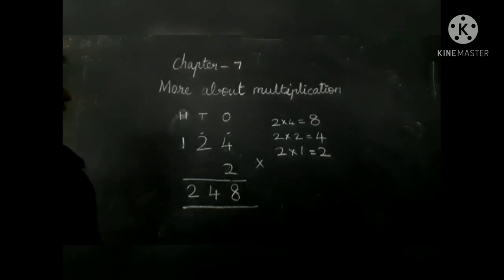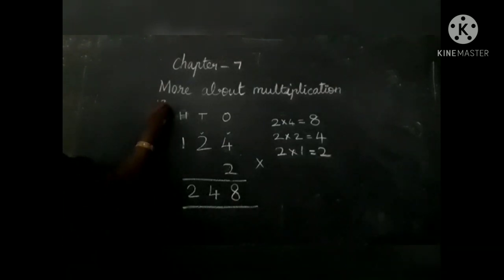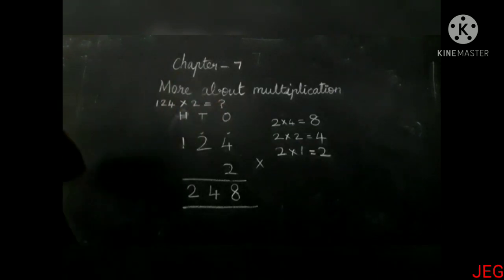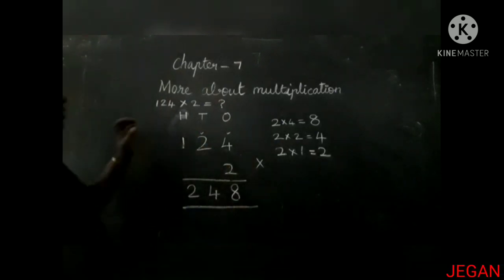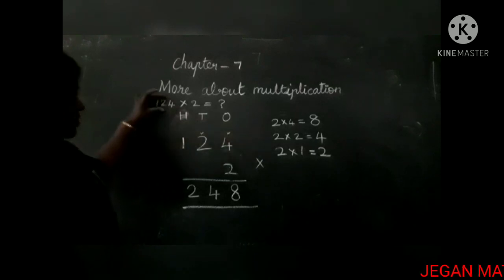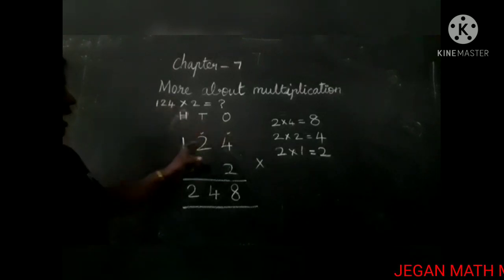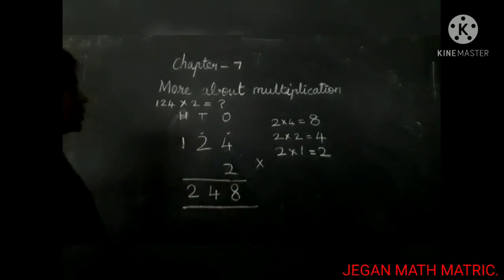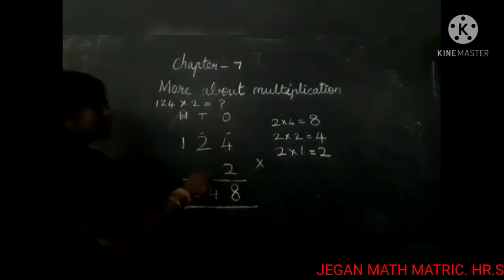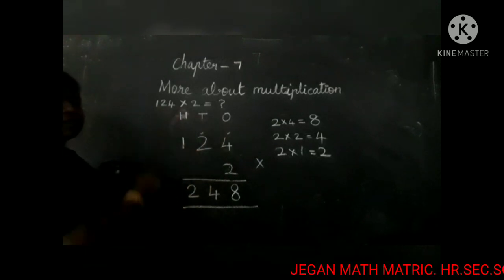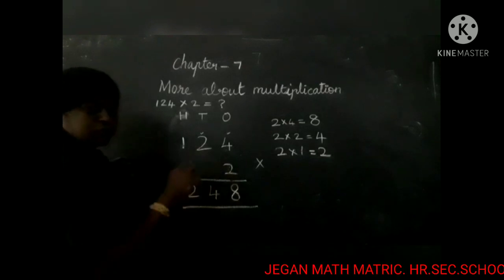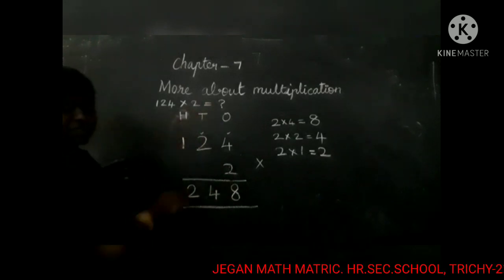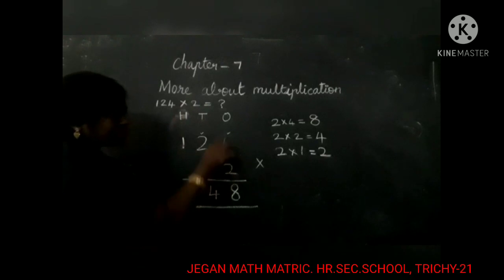Okay, I repeat again. 124 into 2. What is the answer? This is a question. Kids, first we need to take this number and write it here. Then, at the top of the number, we should write the values: 4 in the ones line, 2 in the tens line, 1 in the hundreds line. Then the number we multiply by, 2, we should also write in the ones line, because only one digit is given here. So you take that and write it under the ones line.